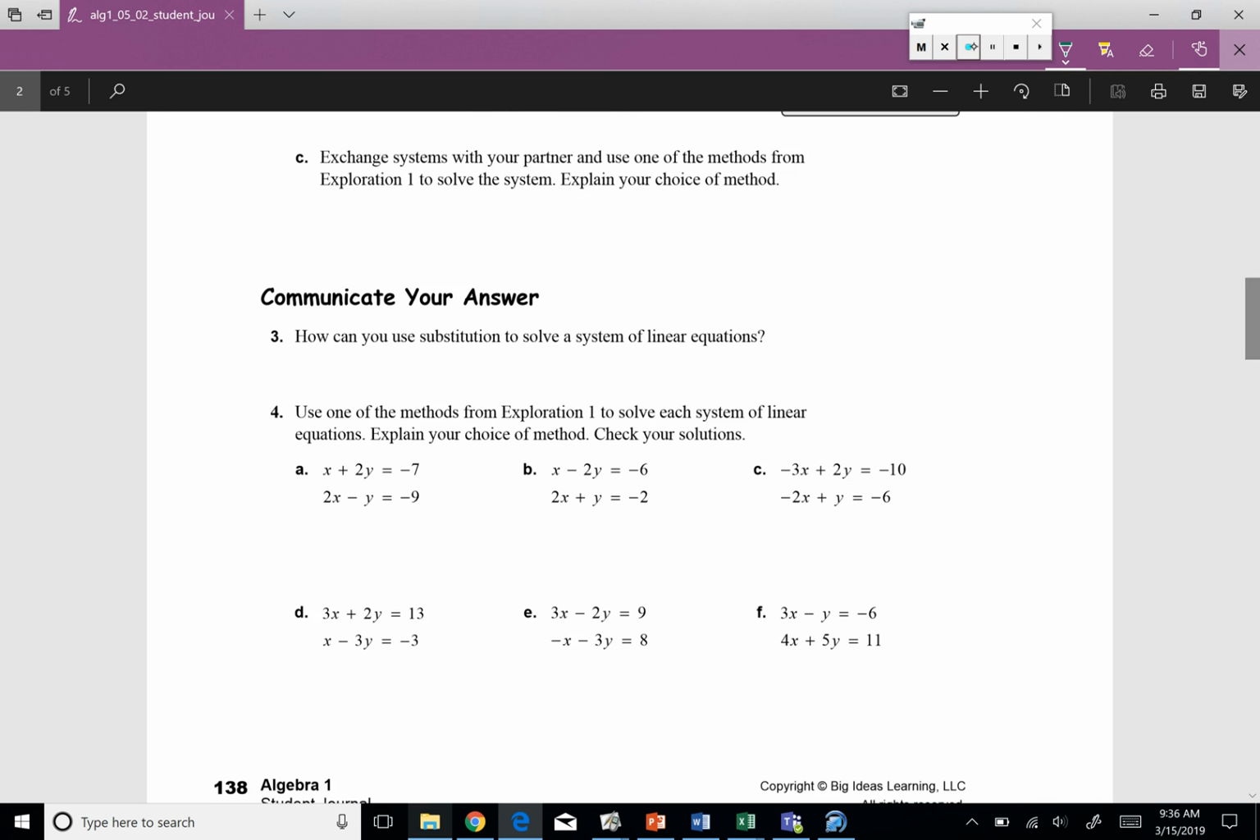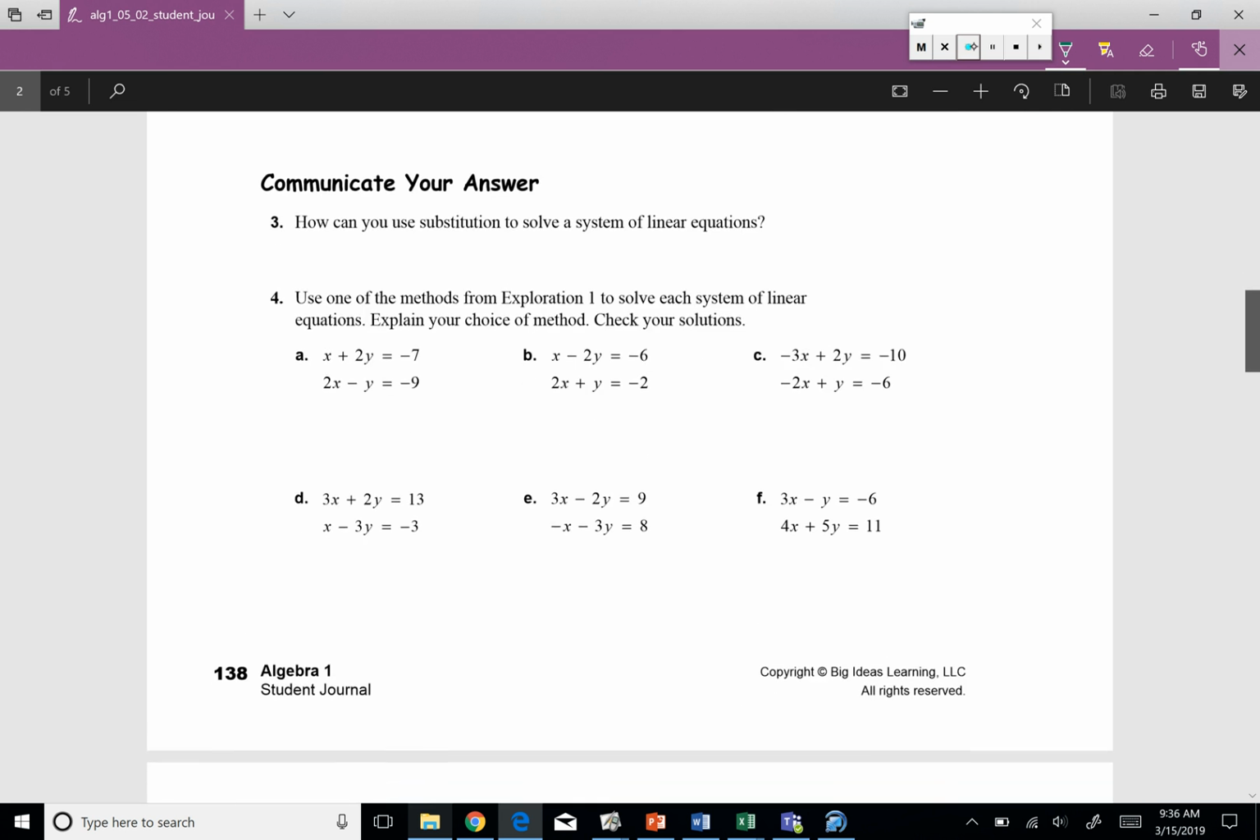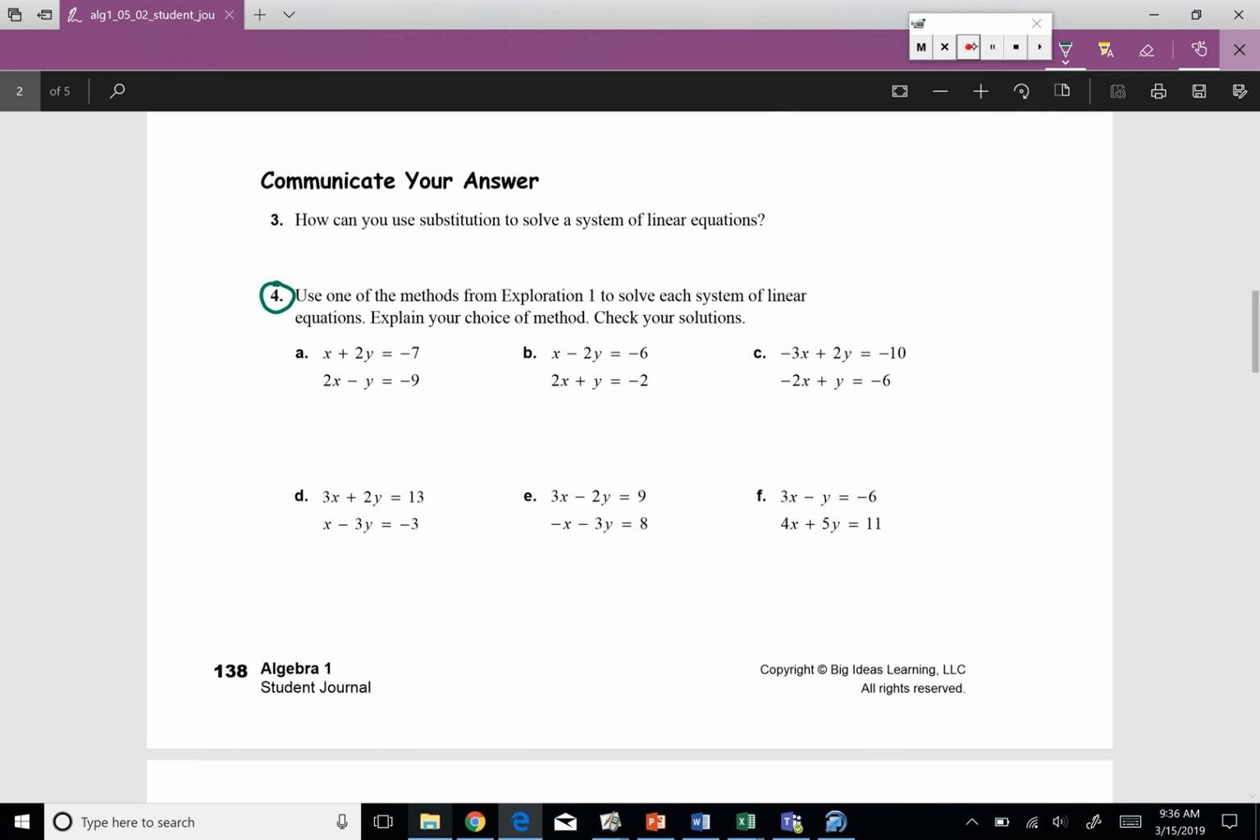Down at the very bottom, it's asking us, number 4, to explain our choice of method. We're not going to solve each one of these. We're just going to talk about which variable would we solve for and why is that the better choice. So if we look at letter A, I need to pick out what's going to be easiest to get by itself, x or y. It is always easiest to look for coefficient of 1, or negative 1 would also be easy as well.